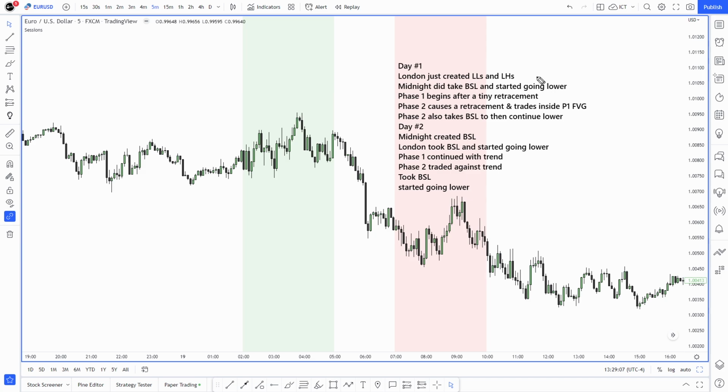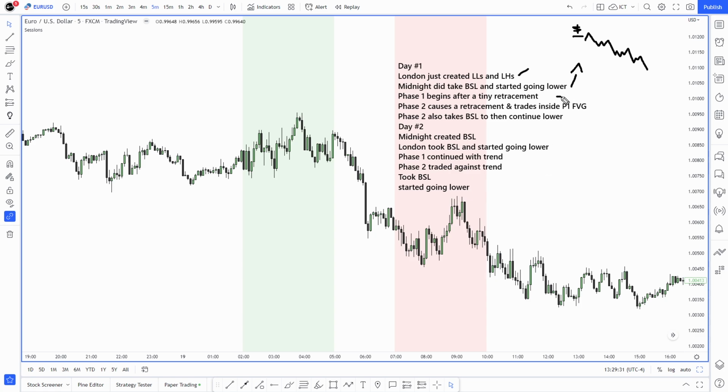What you'll see is that, as an example, in this case, London was just going lower, right? Simply. But we do have that midnight did take buy side liquidity and started going lower. So basically here we have that liquidity was taken, and then just a trend was started, and through the entire day that was respected, right? What is it that we have here? Phase one begins after a tiny bit of a retracement and just continues with the trend, right?